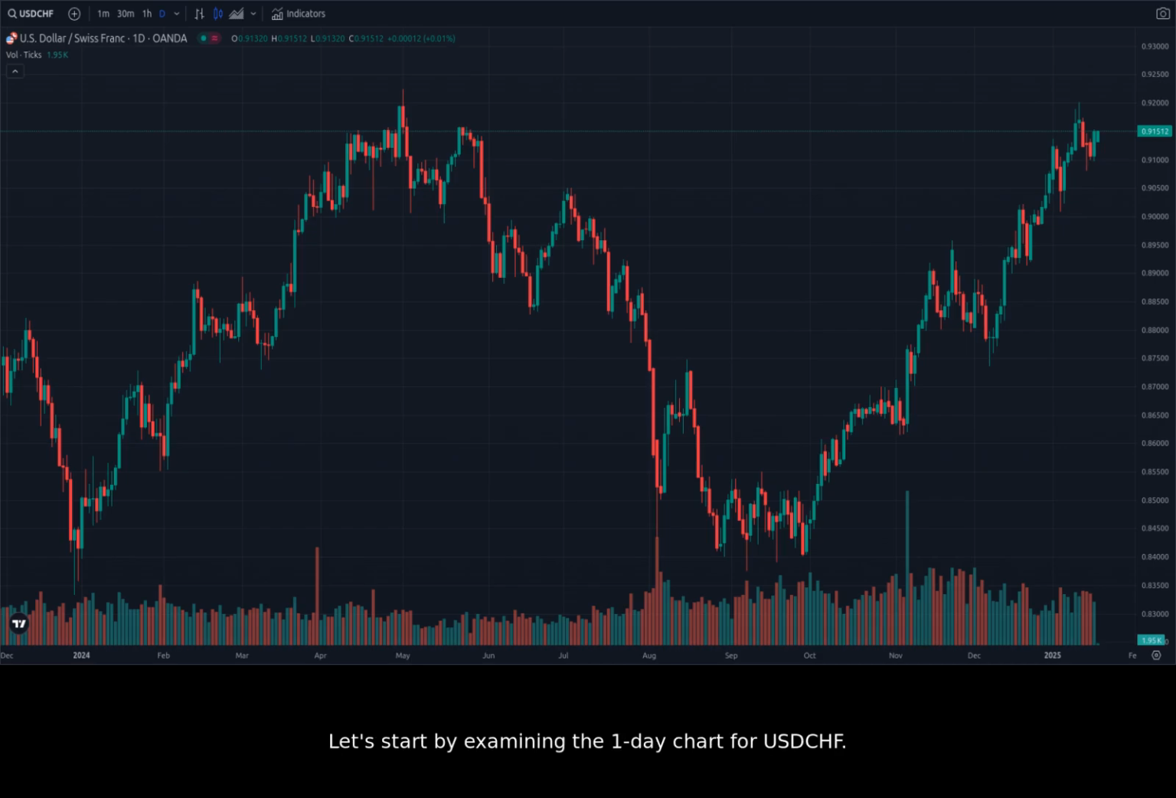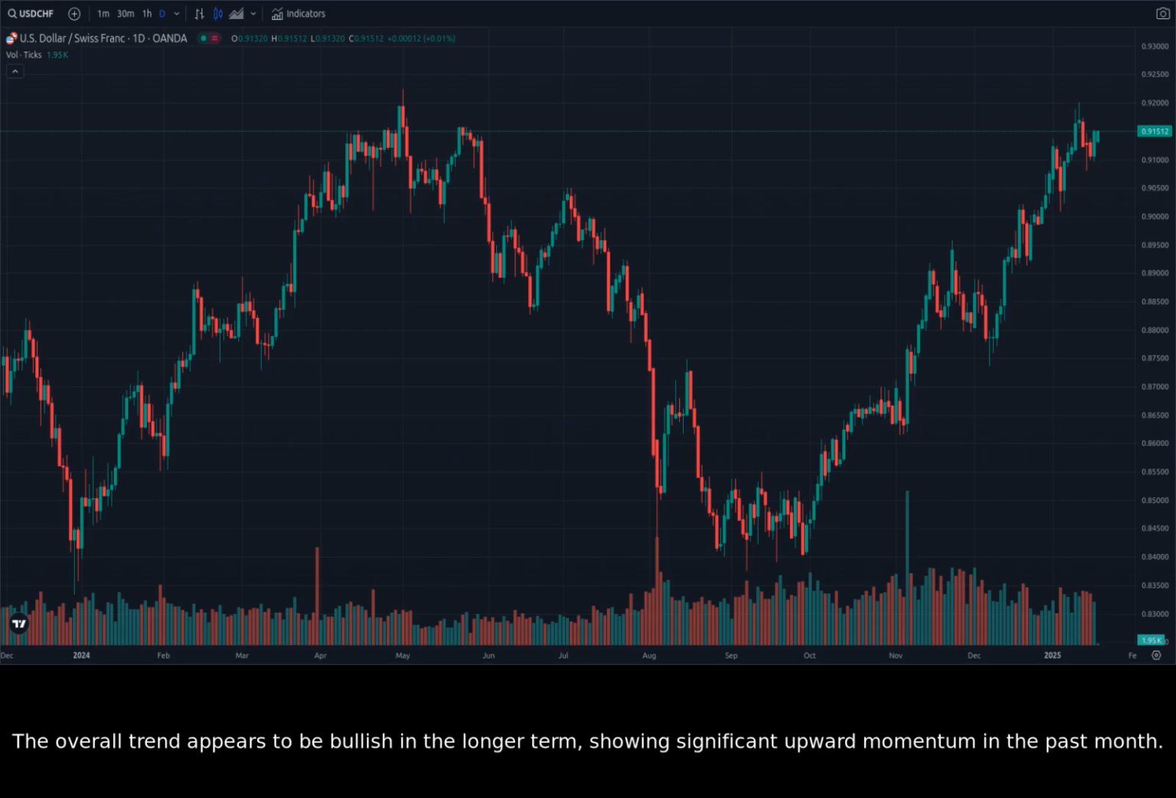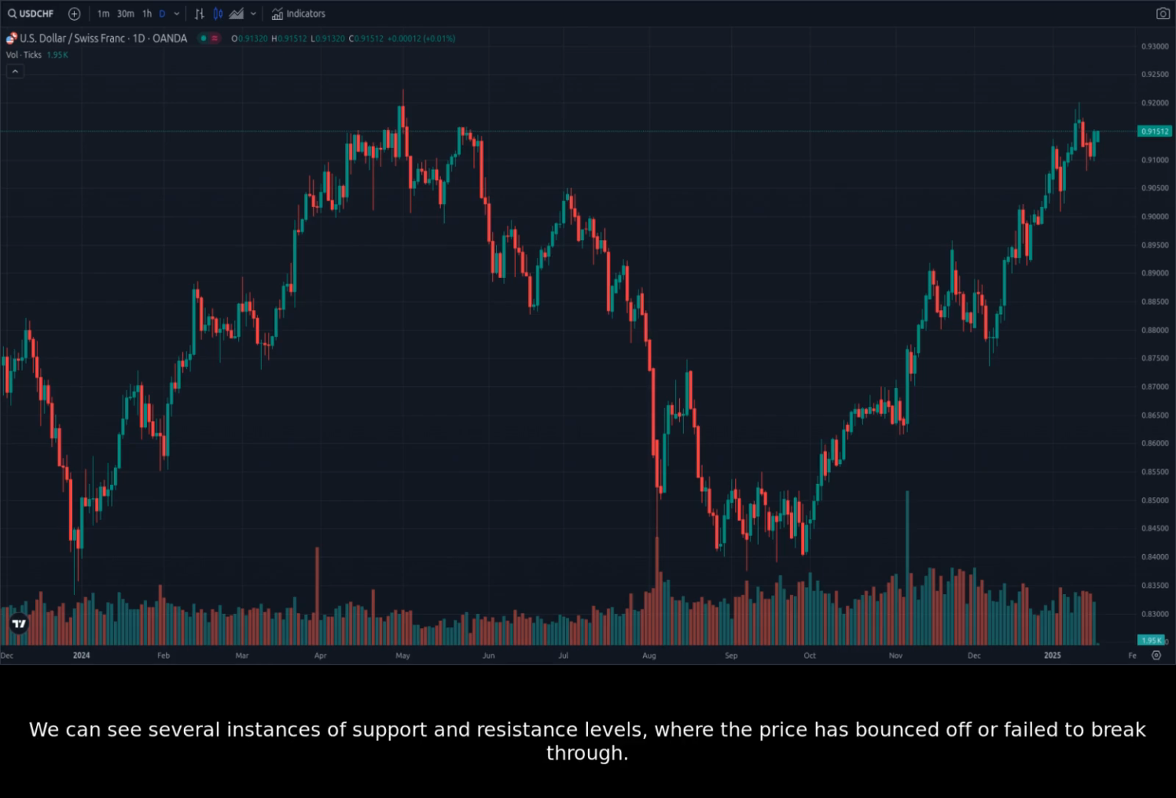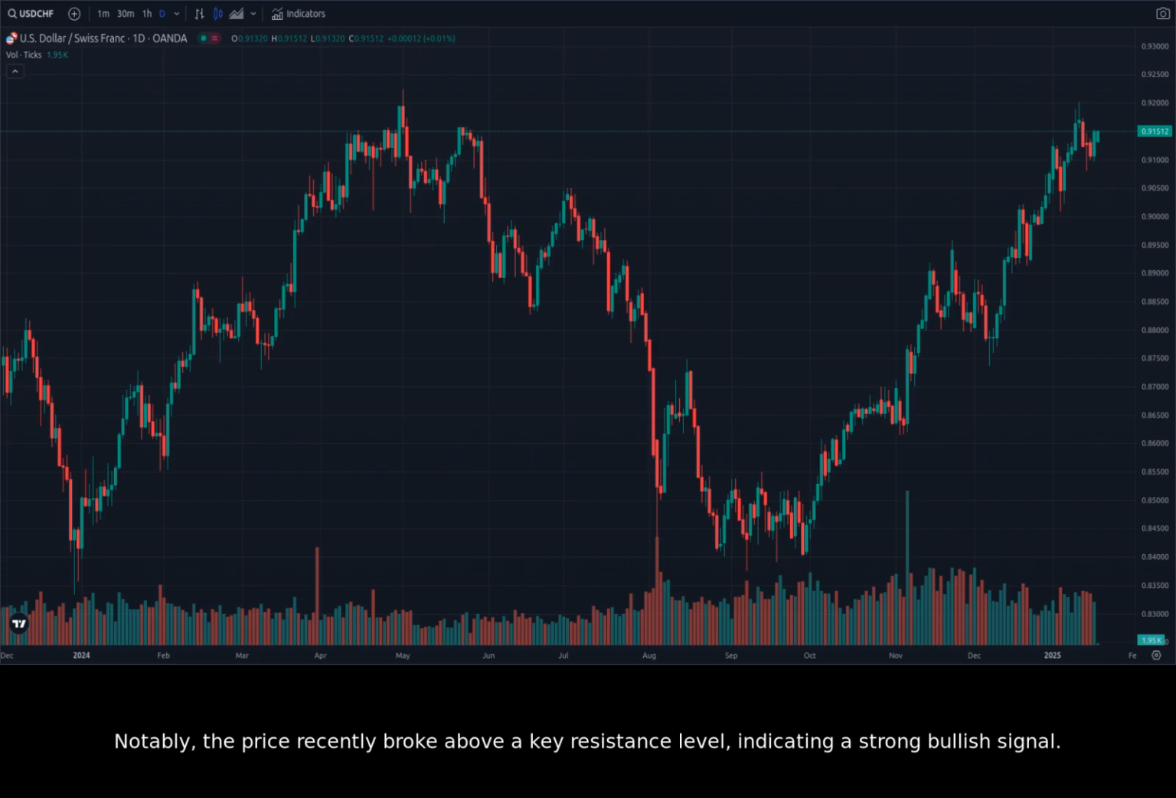Let's start by examining the one-day chart for USDCHF. The overall trend appears to be bullish in the longer term, showing significant upward momentum in the past month. We can see several instances of support and resistance levels where the price has bounced off or failed to break through. Notably, the price recently broke above a key resistance level, indicating a strong bullish signal.